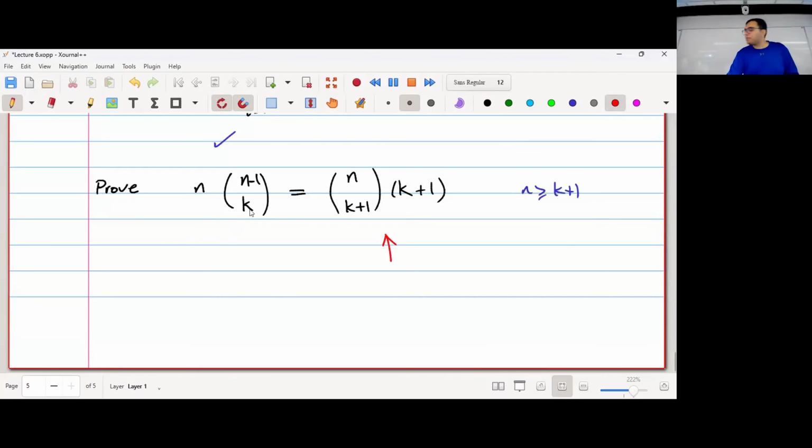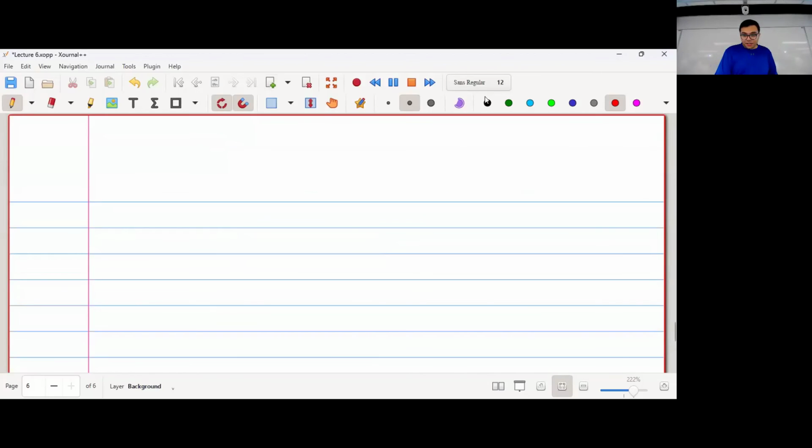Now how do I get the left-hand side? Let's say first I choose the captain. In how many ways can I choose a captain? N ways. And now I have n minus 1 people remaining, and I have to choose the k other members of the team. So the number of ways of doing that is n minus 1 choose k. So both sides are counting the same thing, so they're equal. Okay. Let's do another one.